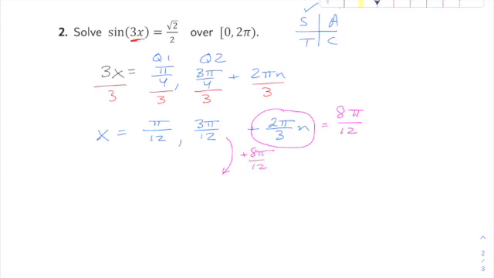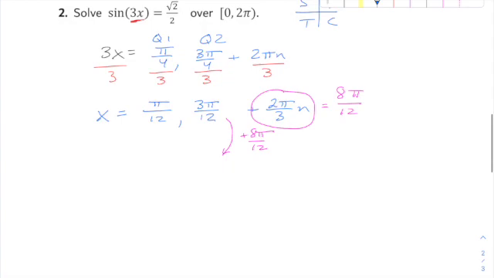So we have the first cycle solution is pi over 12, 3 pi over 12. Add 8 pi over 12 to that, to each one of those, and you get 9 pi over 12. Add 8 pi over 12 to 3 pi over 12, and you get 11 pi over 12. And that will be the second cycle. And if you're a little rusty with your graphs, this means you're really going to go through 3 cycles within this 0 to 2 pi, because your period is 2 pi over 3.